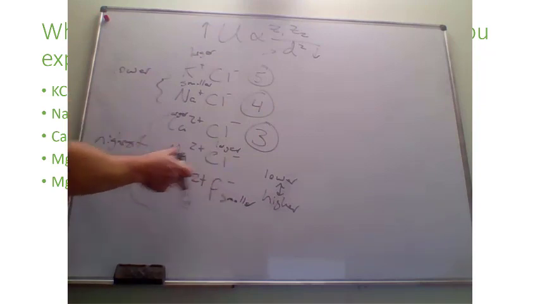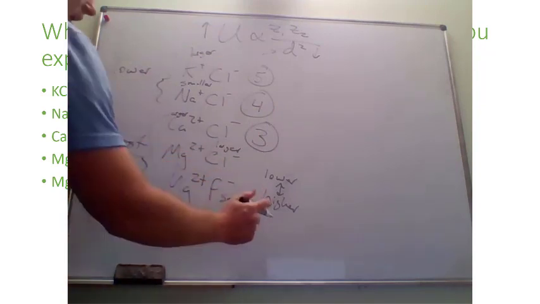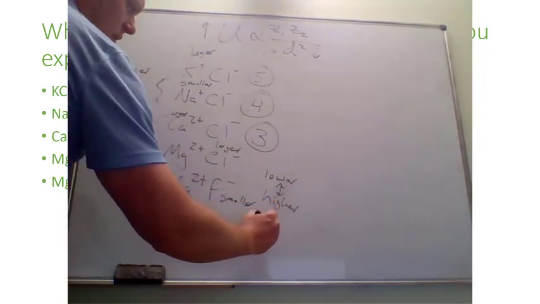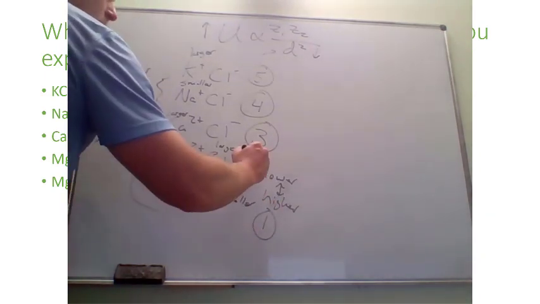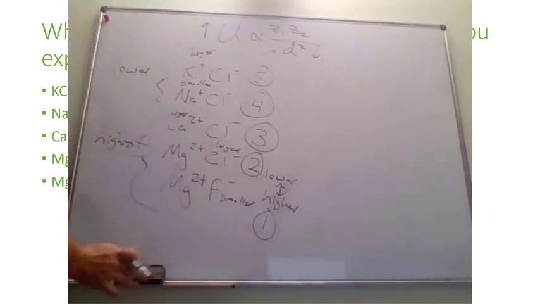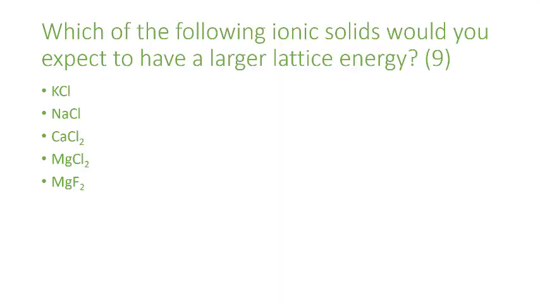So now we've already teased apart these two. We know that magnesium fluoride is going to be ranked number 1 as our higher, and magnesium chloride ranked number 2. Okay, so this should be something that you should be able to work through on a regular basis, in order to order a set of salts in order of increasing lattice energy based on their charge and ionic radius.